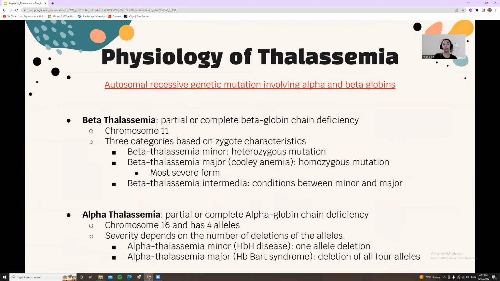Alpha thalassemia is when partial or complete deletion of alpha globin genes occur, and the genes for alpha globins is situated on chromosome 16, which houses four alleles that are responsible for the production of alpha hemoglobins. The severity of alpha thalassemia depends on the number of deletions of the alleles. So alpha thalassemia minor, also known as HBH disease, is when one allele is deleted, and this is the mildest form. Alpha thalassemia major, also known as HB Bart syndrome, is when there's a deletion of all four alleles, resulting in no alpha globins produced.